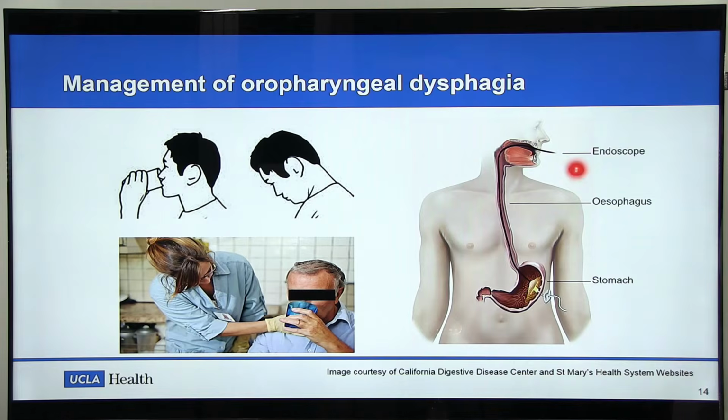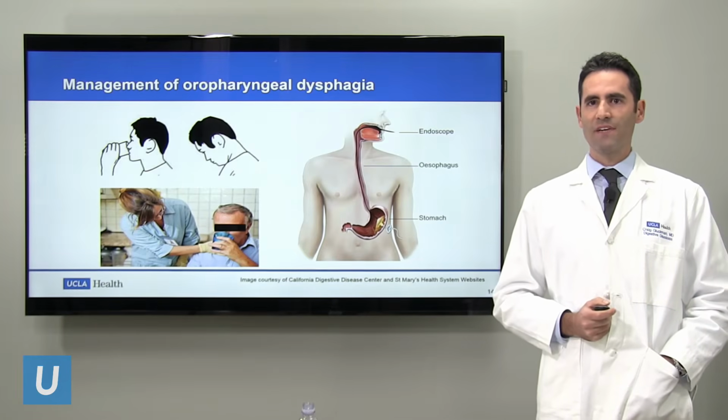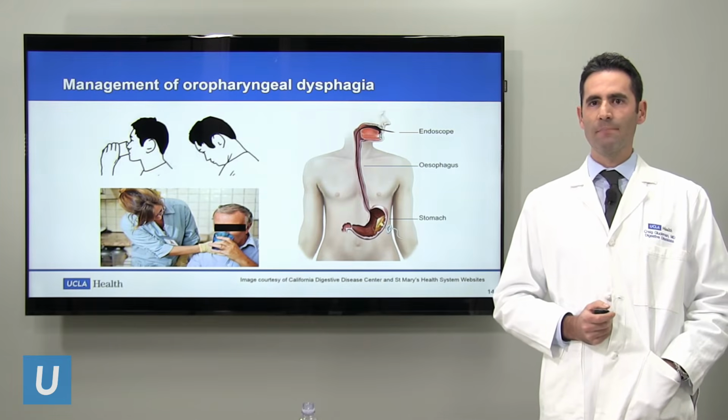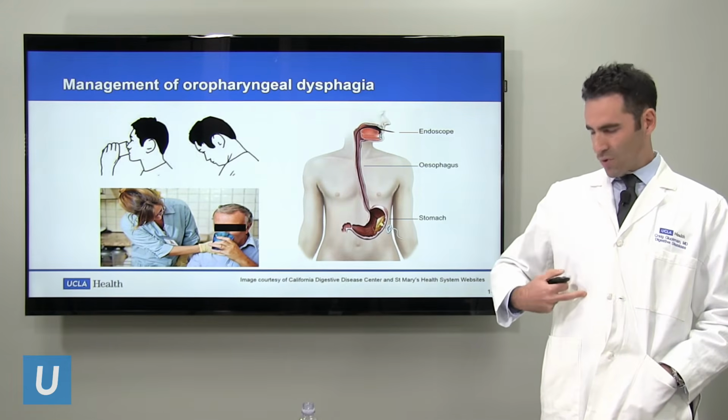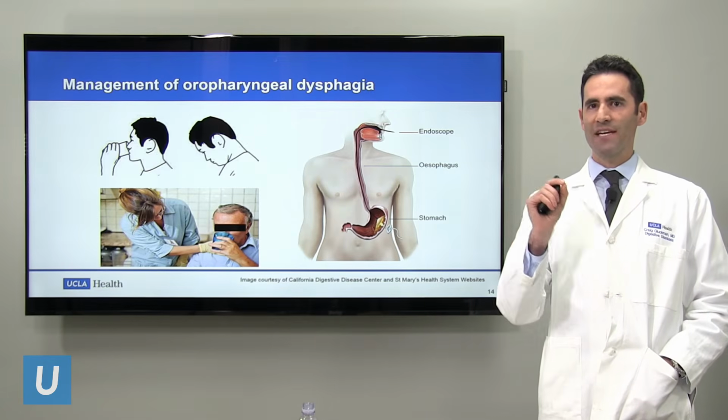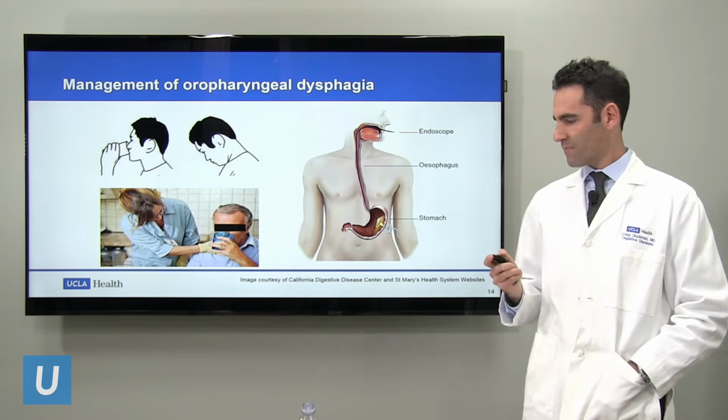Really what we want to do is bypass this area, and we want to be able to get foods and liquids directly into the stomach. And how we are able to do this is a procedure called a feeding tube. It's not a major surgical procedure. It's done using an upper endoscope where we make a small incision into the skin and we're able to place a small feeding tube directly into the stomach.